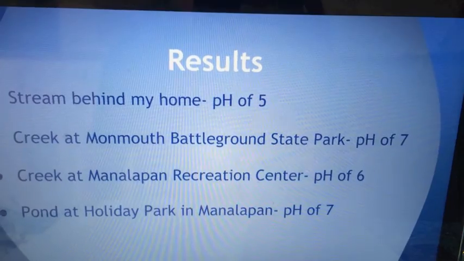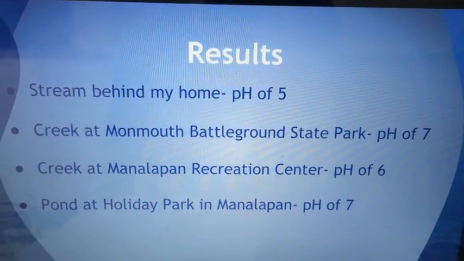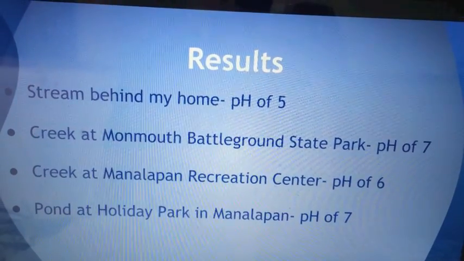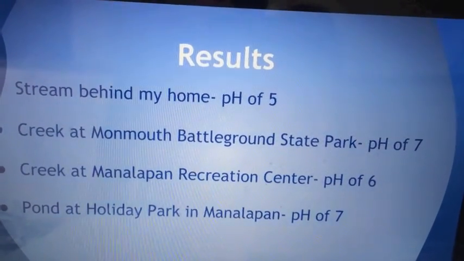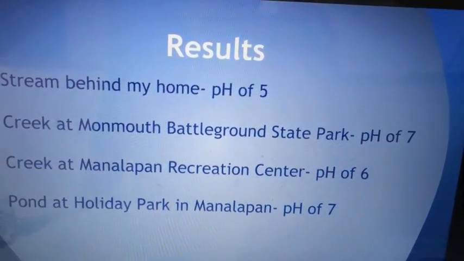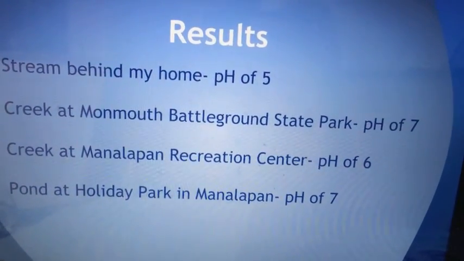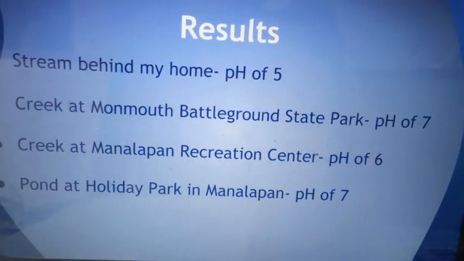After testing my water samples with litmus paper from each location I went to, I now have my test results. Keep in mind that even though acid rain is a pH below 5.6, a pH below 7 in a body of water is considered acidic, and a pH of 7 in a body of water is neutral.